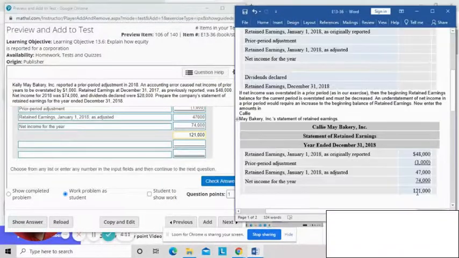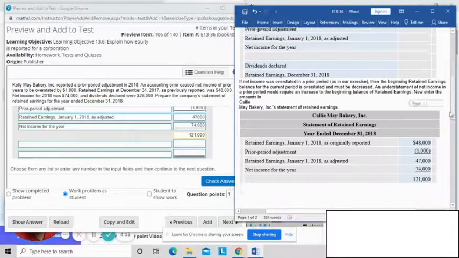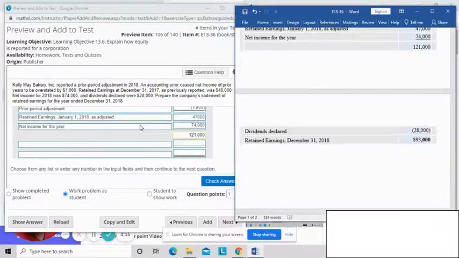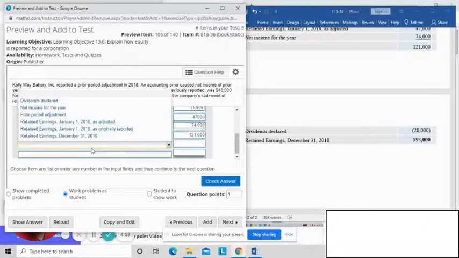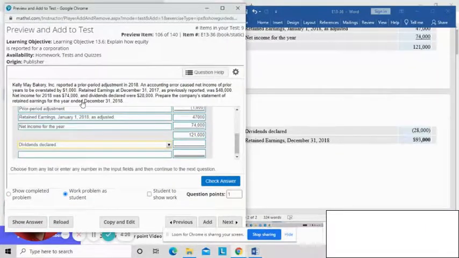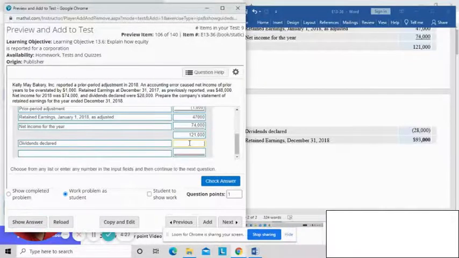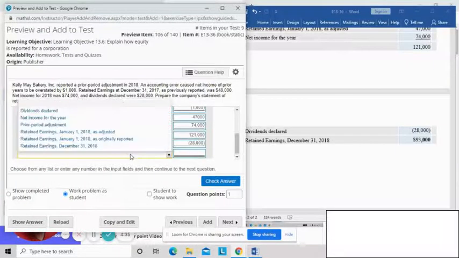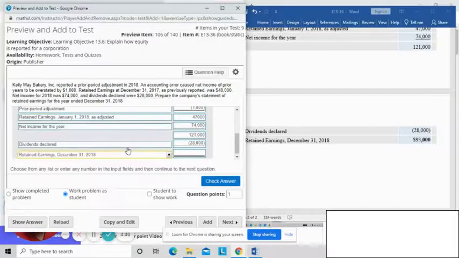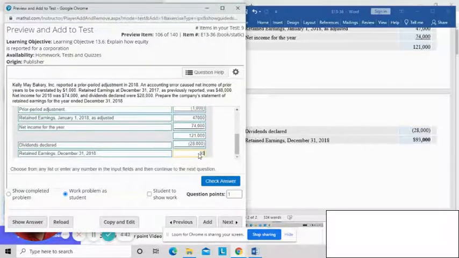And as I go lower, the next row would be the dividends that were declared. So as you see here, the dividends declared are in the value of 28,000, parenthesis 28,000. And the difference of that, 121,000 minus 28,000, gives me the retained earnings for December 31st, 2018 of 93,000.